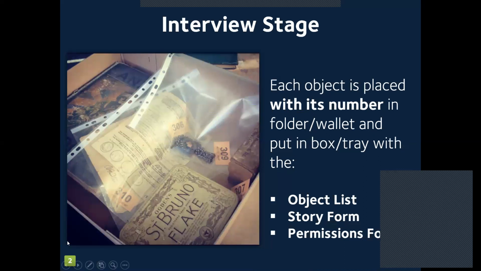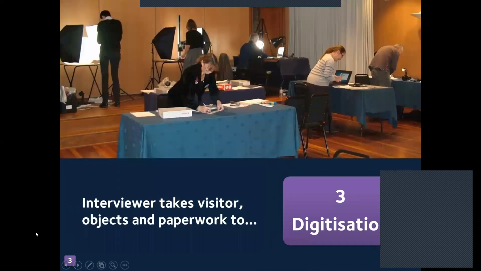So we move on to the next stage, the digitisation stage. We've got all of our materials, all of our items and forms. Now we have to make sure that we can record all that information so that it's ready to be stored. So the interviewer takes the objects in those plastic wallets over to the digitisation area. It's quite hard saying digitisation over and over again, so bear with me if I keep saying it wrong.